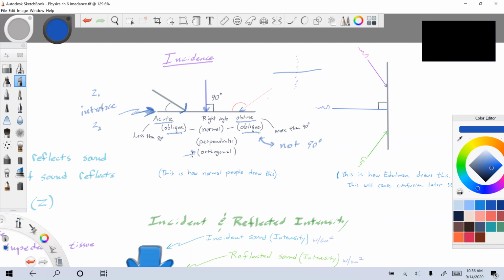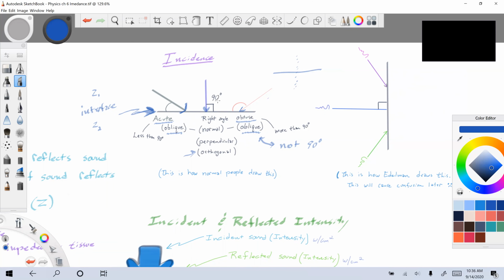Orthogonal, I remember at least one of your tests uses the word orthogonal, and that messes people up. So I want you to remember orthogonal, perpendicular, normal, right angle, 90 degrees all mean the same thing.